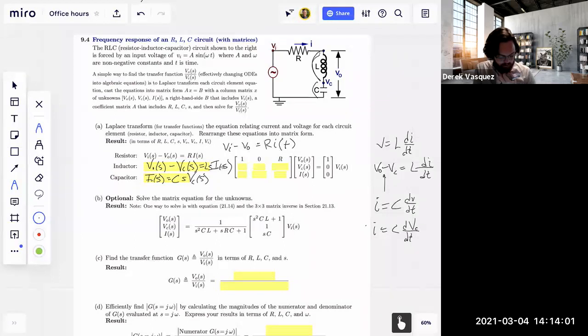Okay. So then it wants us to separate this out into matrix form. So we have some matrix times V0 of s, VC of s, I of s, and so it wants us to isolate VI of s. And we know that our second two equations here don't have VI of s in them, so that's why we have zeros. But we just need to separate out the coefficients of these three terms.